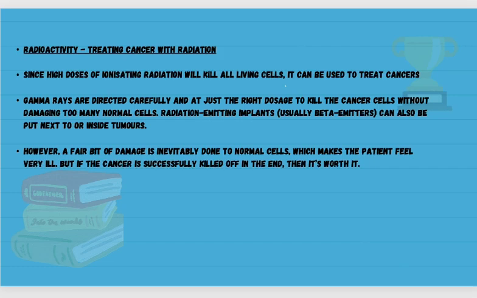Radioactivity: treating cancer with radiation. Since high doses of ionizing radiation will kill all living cells, it can be used to treat cancers. Gamma rays are directed carefully and at just the right dosage to kill the cancer cells without damaging too many normal cells. Radiation-emitting implants, usually beta emitters, can also be put next to or inside the tumors.